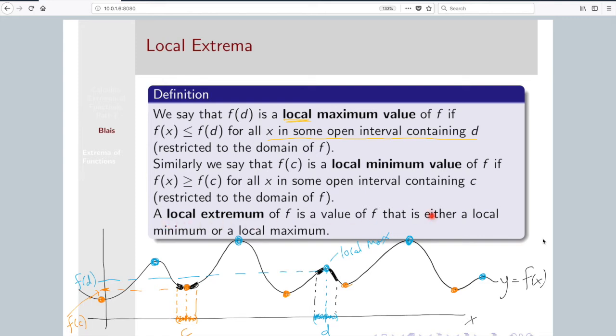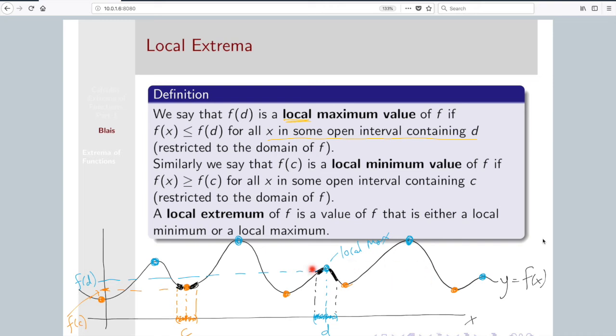We have the more general encompassing terminology. A local extremum of f is a value of f that's either a local minimum or a local maximum. So all of these points, orange and blue together, would constitute local extrema of f.